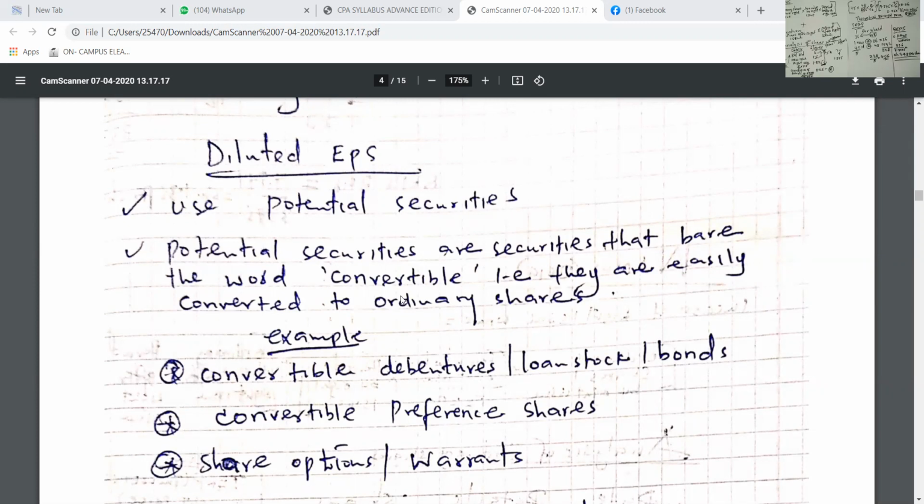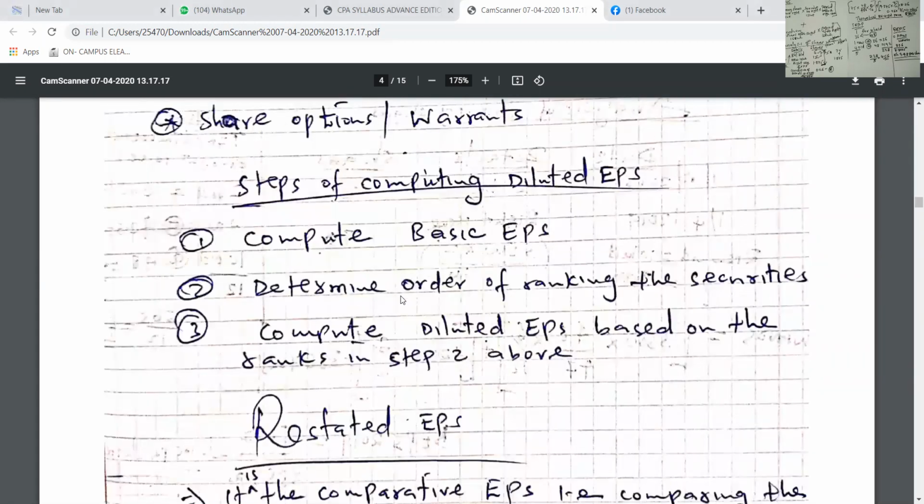So what are the steps you are supposed to follow? Step one, you always compute basic EPS. That is why the first requirement in our question was basic earnings per share. After you are done with the basic earnings per share, you determine the order of ranking the securities. After you have determined the order of ranking the securities, you compute the diluted earnings per share based on the ranks in step 2 above.